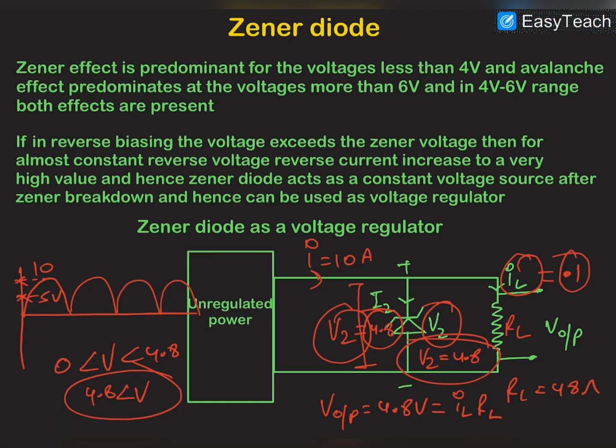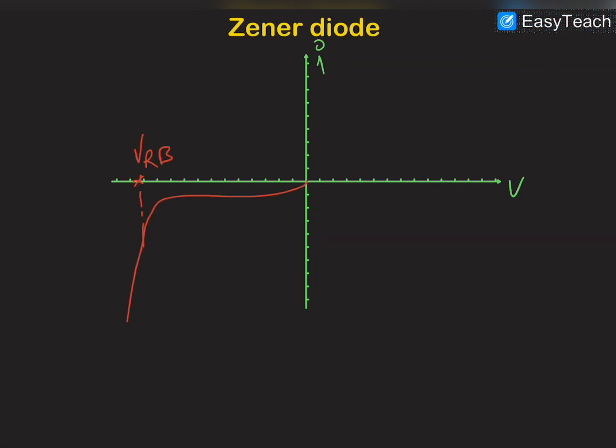So this is a very important use of the Zener diode. And now let us talk about the VI characteristics of the Zener diode. As we have already discussed earlier in this video, a Zener diode is nothing but a simple PN junction diode which is operated in reverse biasing and in the reverse breakdown region. So this will be the VI characteristic of the Zener diode, in which the Zener diode will be operated in the region beyond this reverse breakdown point. So this is the VI characteristic of the Zener diode.